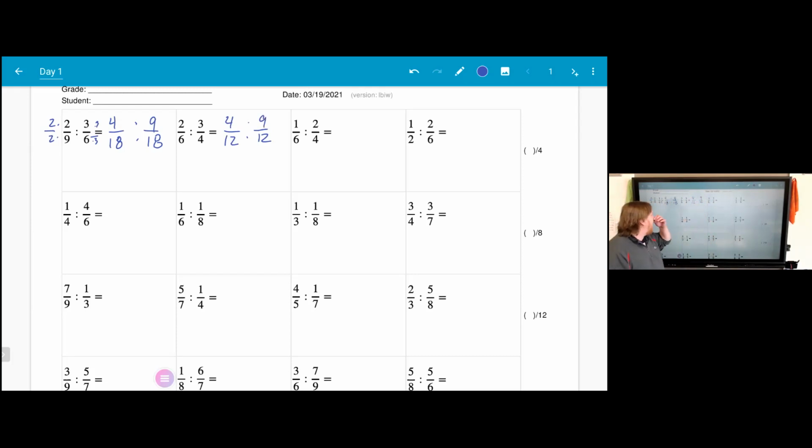As I move on, we have 6ths and 4ths. I just did that one, so I know that, well, yeah, we did. 12ths. How do I go from 1/6 to something with 12ths? I multiply both top and bottom by 2, get 2/12 on the left fraction. For 2/4, I would multiply by 3, because 3 times 4 is 12. I would get 6/12.